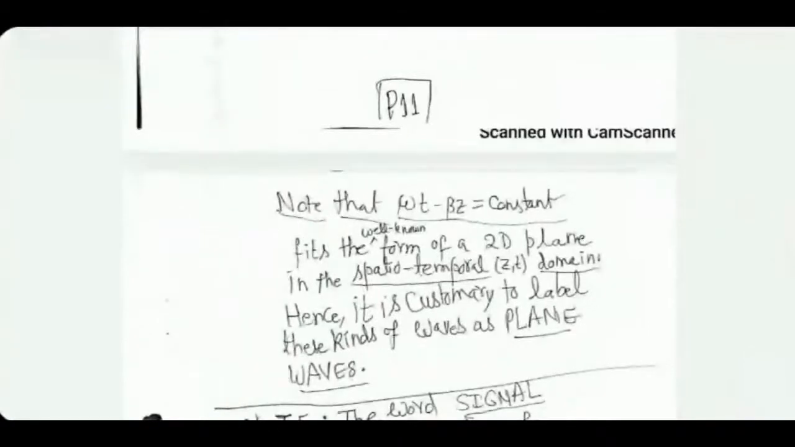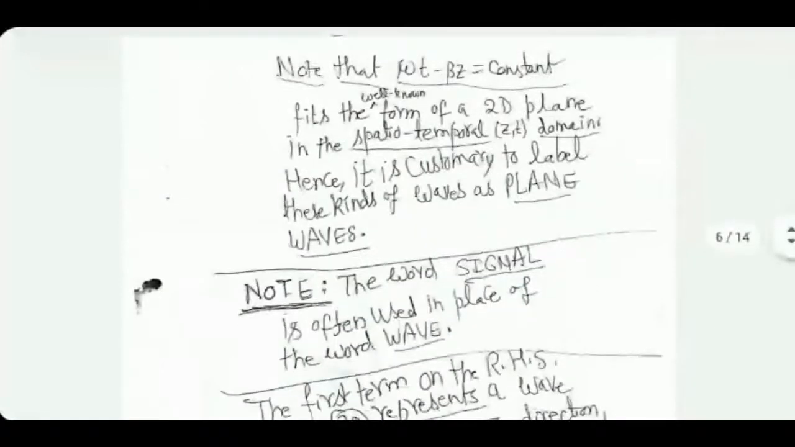I said that already, that omega t minus beta z equal to constant actually fits a plane's description, a 2D plane's description. So sometimes these kind of waves are also known as plane waves. Now, note that in a lot of books, and even when I talk, sometimes I will say signal instead of wave. So don't get too worried. It's the same thing. Some people call it signal, some people call it wave, some people mix the words all the time.